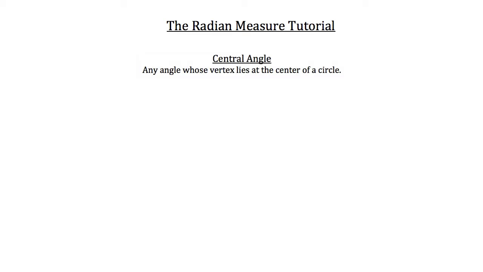A central angle is any angle whose vertex lies at the center of a circle. So if you had a circle here, the central angle that I'd be referring to in this circle is this angle indicated by the arrow going around.